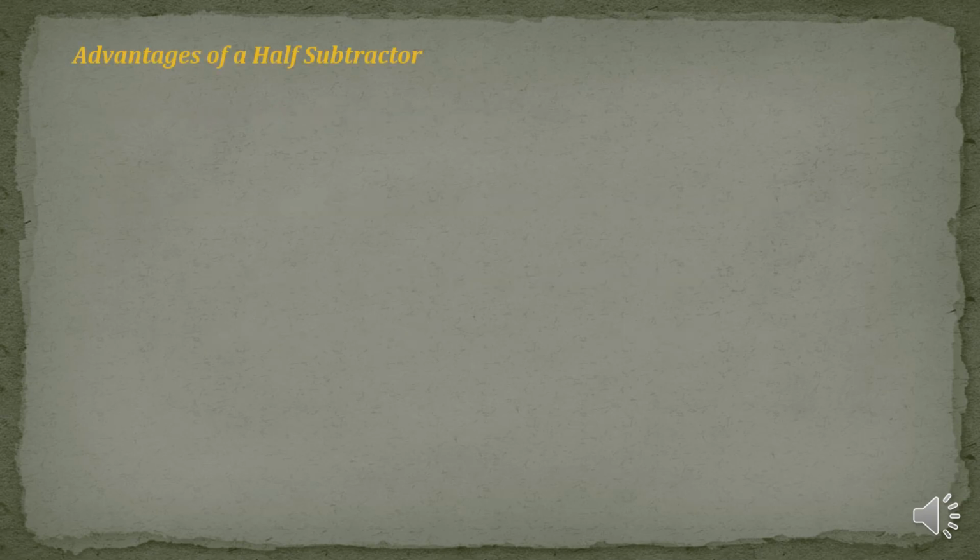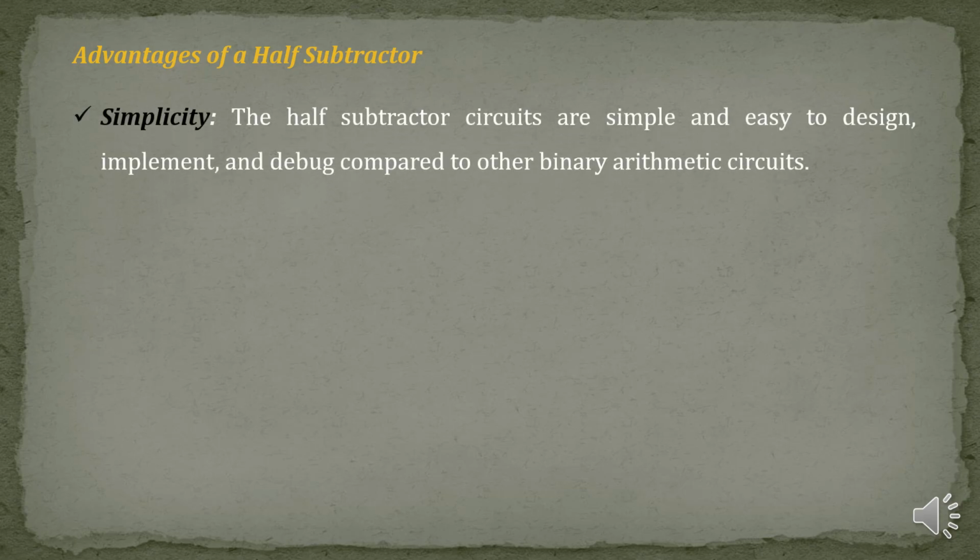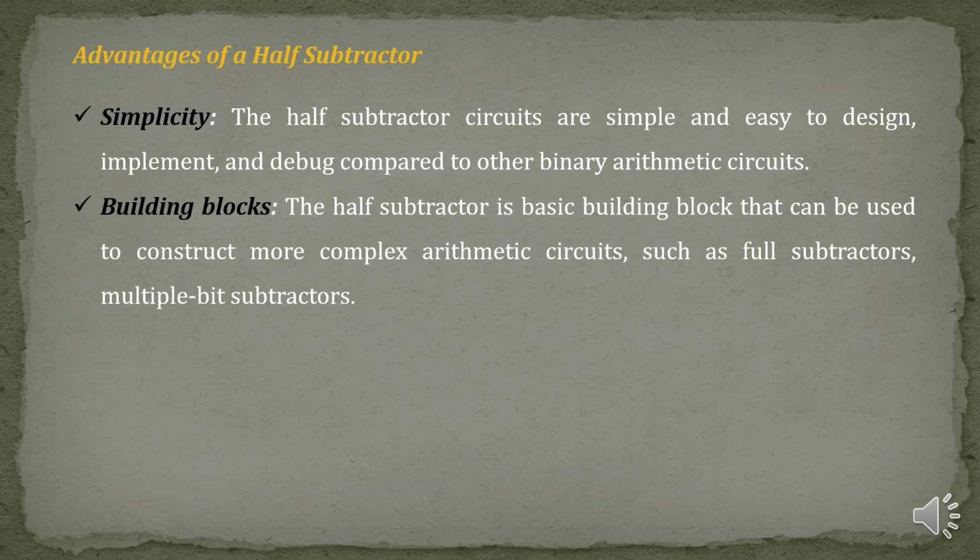Advantages of a half subtractor. It is simplicity. The half subtractor circuit is simple and easy to design, implement, and debug compared to the other binary arithmetic circuits. Building blocks. It is used as the building block that can be used to construct more complex arithmetic circuits such as full subtractor, multiple bit subtractor.